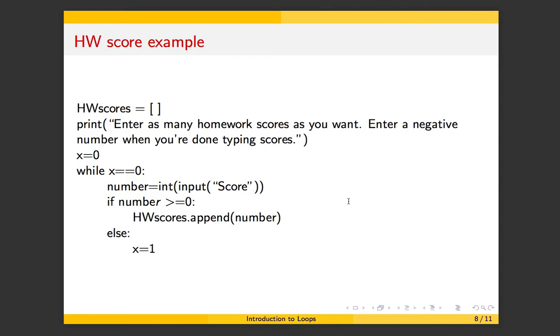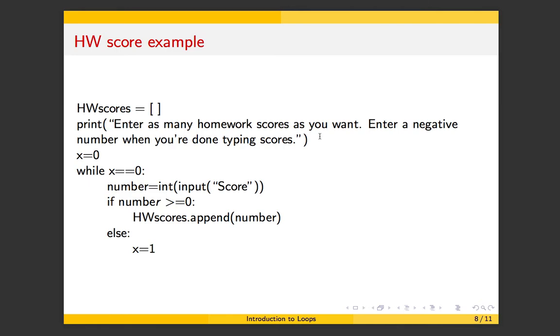Let's return back to that opening example of getting homework scores from somebody. So as I had in the schematic, you start with just an empty list of homework scores because they haven't given you any yet. And now you can give them a message like this. Enter as many homework scores as you want, like just do 5, enter, 10, enter, whatever your homework scale is, right? Enter a negative number when you're done.